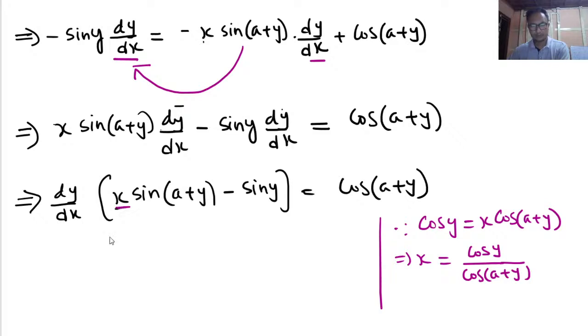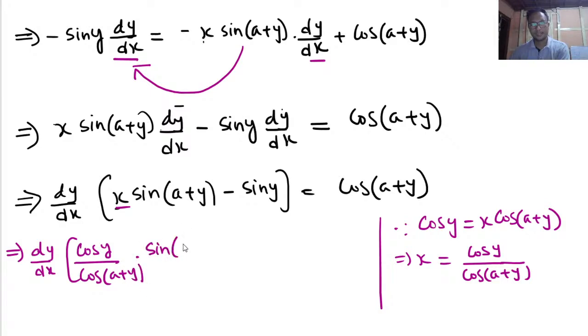Now putting the value of x, we will have cos y divided by cos of a plus y into sine a plus y minus sine y equal to cos of a plus y. So this is right, and let's continue.